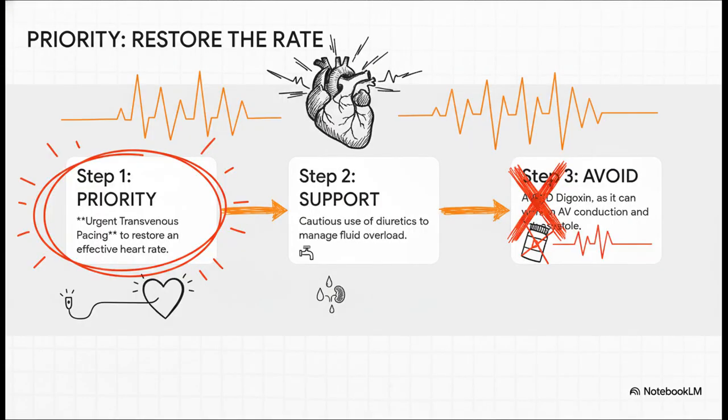Understanding that pathophysiology tells you exactly what you need to do. You're not just treating the symptoms of heart failure here, you have to fix the root cause. And that means you have to restore the rate. The number one absolute life-saving priority is to get a transvenous pacemaker in urgently. You can give diuretics carefully to help with the fluid, sure, but you have to avoid drugs like digoxin, which can make the heart block even worse.